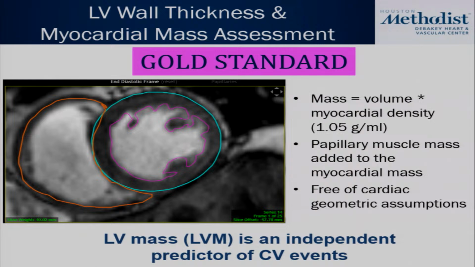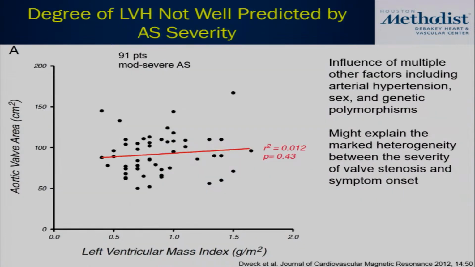Now with CMR, we've learned a lot of very interesting things when we're looking at mass. And so these are two slides I'm going to share with you which really give us some insight into this disease. Number one, if you just look at where it says valve area of 1.0 centimeters squared, you can see that if you have severe aortic stenosis, valve area less than 1, the amount of hypertrophy a patient has or the amount of LV mass a patient has really is not predicted by the degree of severity of the aortic stenosis.